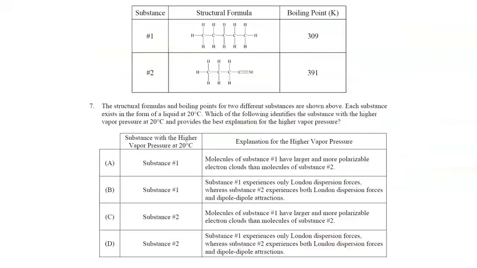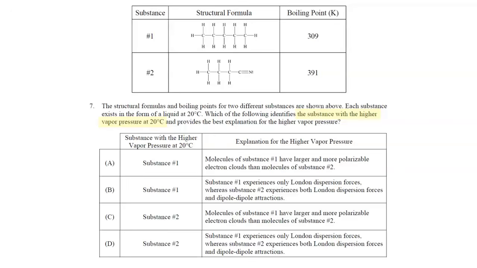Now, let's take a look at question 7. Question 7 says, the structural formulas and boiling points for two different substances are shown above. Each substance exists in the form of a liquid at 20 degrees Celsius. Which of the following identifies the substance with the higher vapor pressure at 20 degrees Celsius and provides the best explanation for the higher vapor pressure?